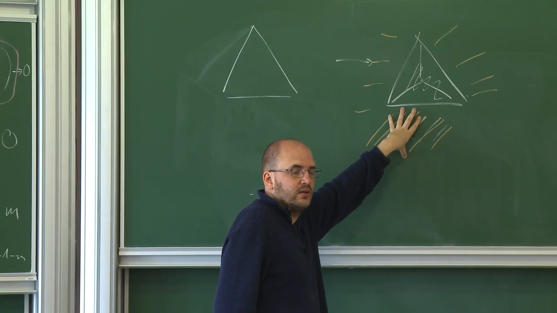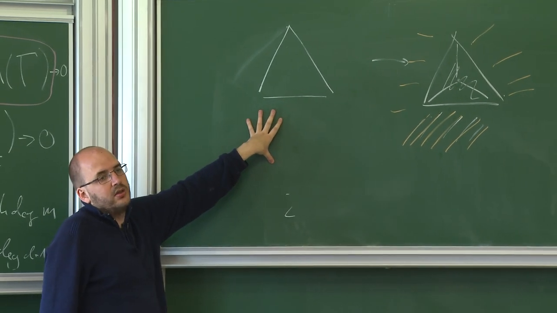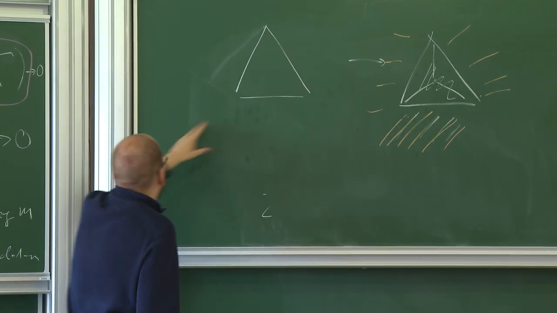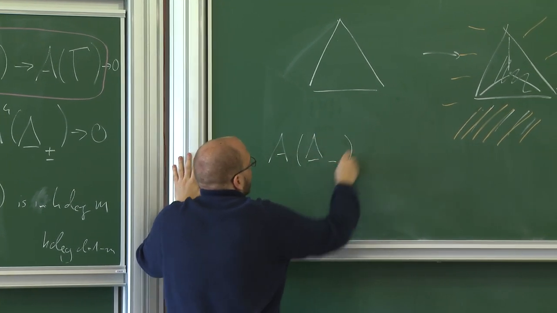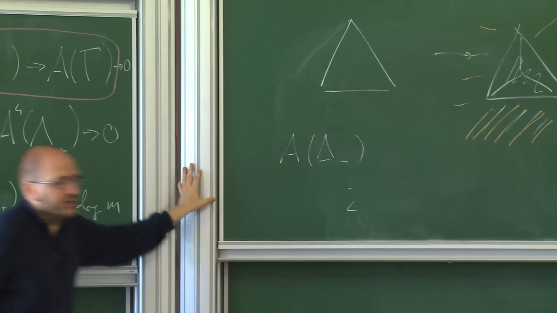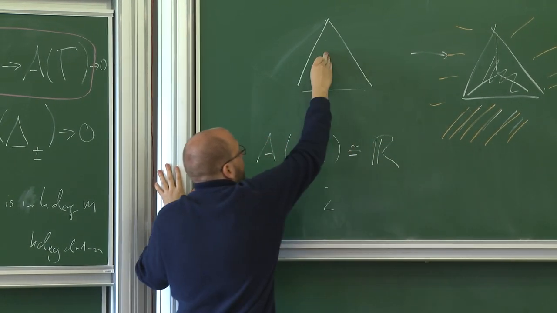Okay, so let us say in this example, what is delta minus? What is A of delta minus in this object here? Well, this is just the constant. This is just the reals, right? It's just the simplex.